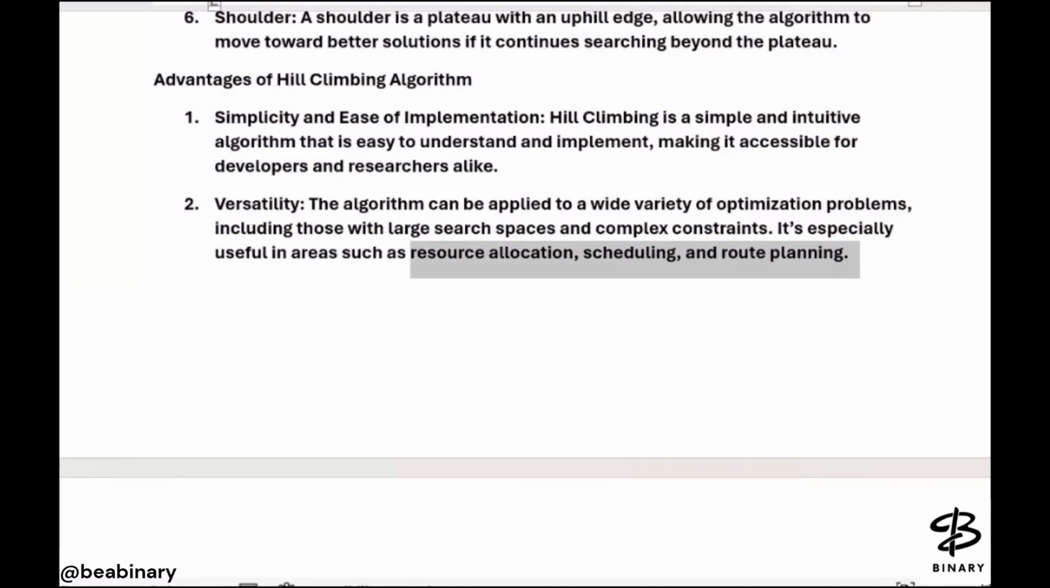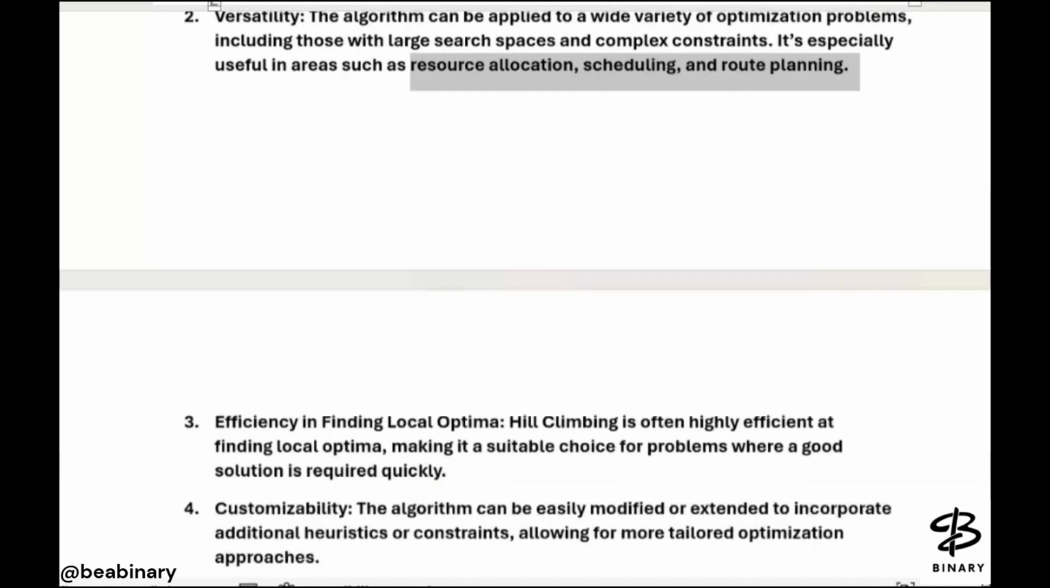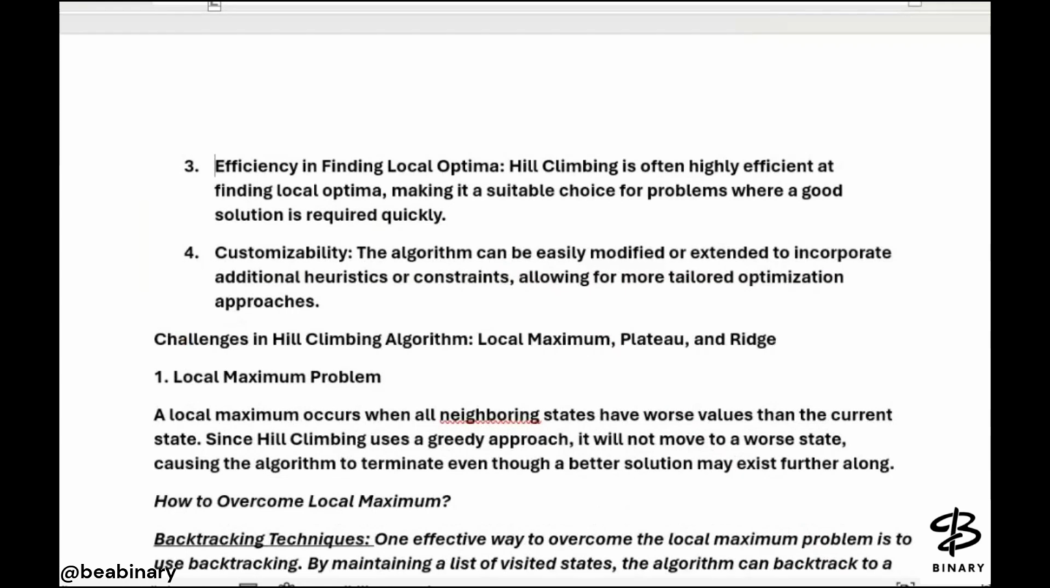Another advantage we can see is efficiency in finding local optima, right? Hill climbing is often highly efficient at finding local optima, making it a suitable choice for problems where a good solution is required quickly, because it simply compares with its neighboring states. Then customizability: the algorithm can be modified or extended to incorporate additional heuristics or conditions, allowing a more tailored optimization approach. So these are the advantages.